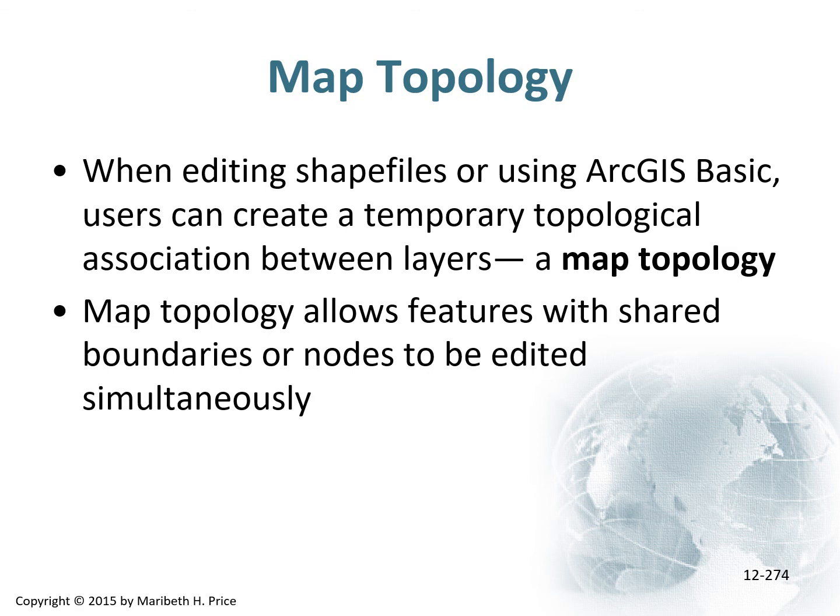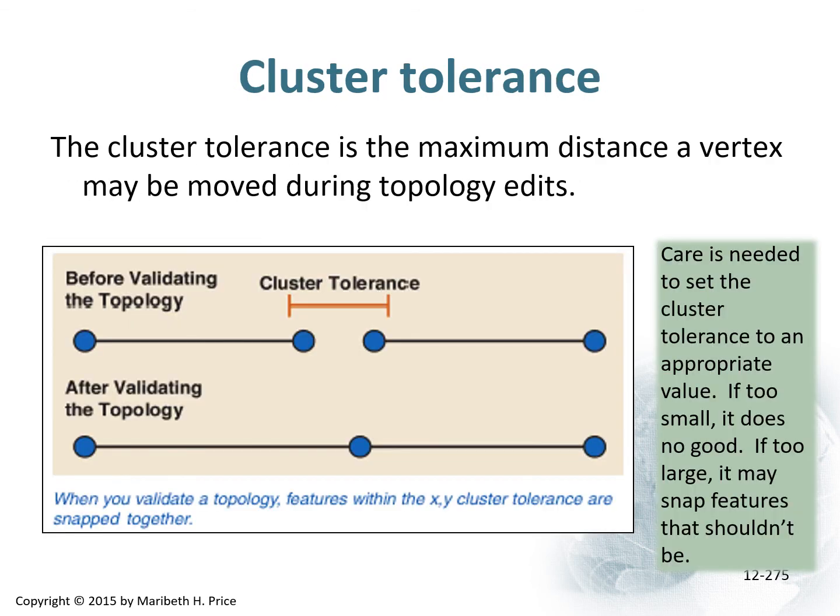There's a version of topology that's pretty useful called map topology. It allows you to edit multiple features, like shapefiles, using a weak temporary topology. It's a topological association we call map topology. It allows features that have a shared boundary to be edited at the same time. So you've got two polygons with a coincident boundary. You move the boundary for one polygon, it moves the polygon boundary for the other one.